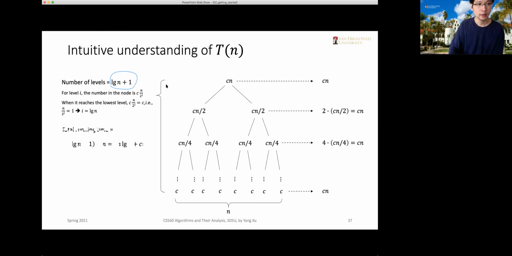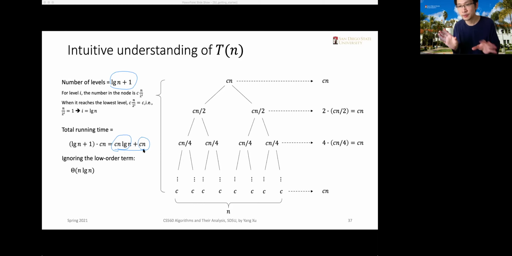Anyway, once we know the number of levels and the summation of each level, then we simply multiply these two quantities and we will have the total running time. It can be represented by this equation: n times logarithm of n times c plus a linear term. Compared to the first term, the linear term is a lower order term, so we can just keep the higher order term, which is n times logarithm of n. We also use the Greek letter notation Big-Theta as a generic representation. So this is different from insertion sort's running time expression.